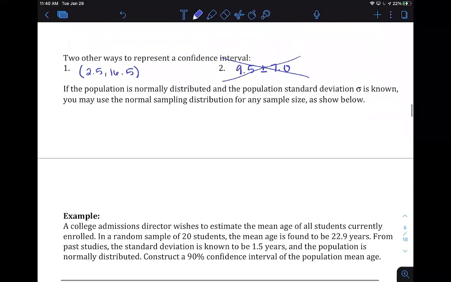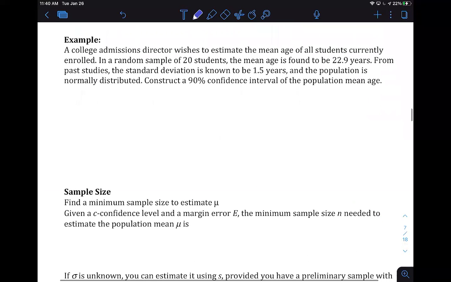All right. If the population is normally distributed and the population standard deviation sigma is known, you may use the normal sampling distribution for any sample size as shown below. This is what we're going to look at tomorrow.